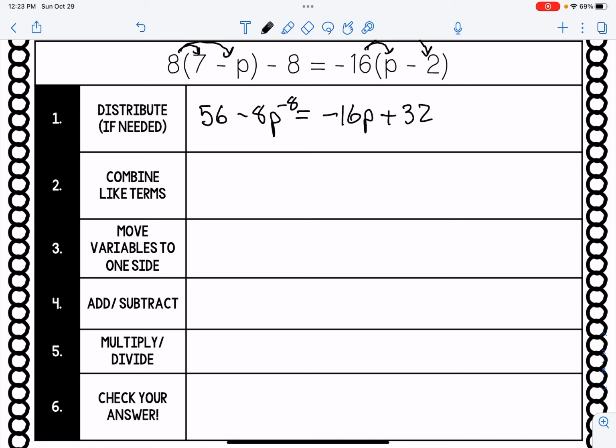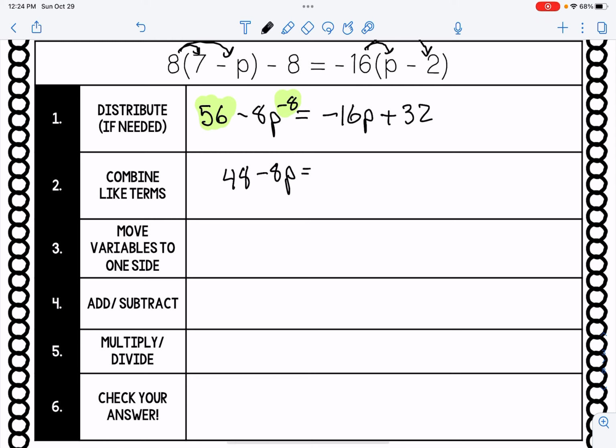So that's really important that I remembered that, because our next step is we have to combine our like terms wherever we can. Now we do this on separate sides of the equal sign. So first we look at the left, then we look at the right when we're combining like terms. So I have a 56 here and that negative 8 that I almost forgot about. We have to combine those together before we move on. And 56 minus 8 is going to leave us with 48. And bring down the rest.